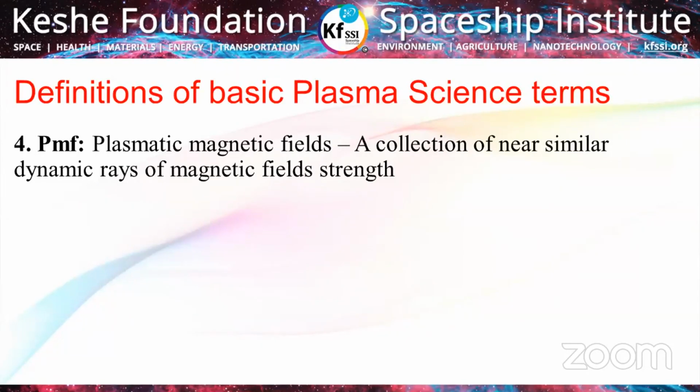PMF, plasmatic magnetic fields. It's a collection of near similar dynamic rays of magnetic field strength. So what makes them plasmatic? Why are they not just magnetic fields? Anybody? Would that mean a plasmatic field? If it's a plasma, then it's connected to both gravitational and magnetic. And so those fields would be a dynamic of what we call magnetic and gravitational. They're either in balance or they're always seeking balance. In other words, they are interacting. Yes. Thank you.